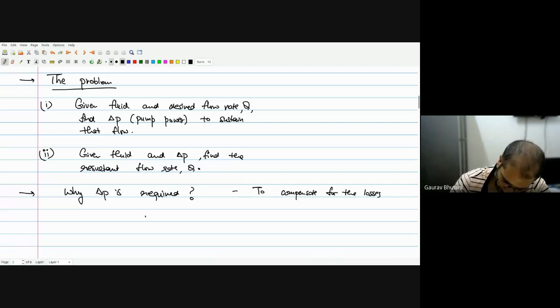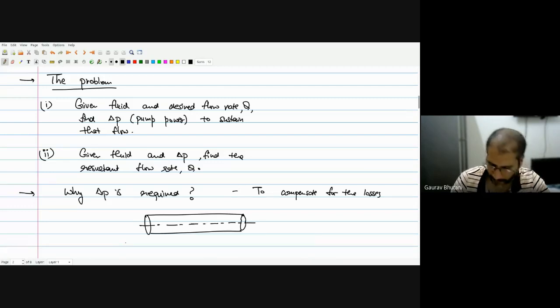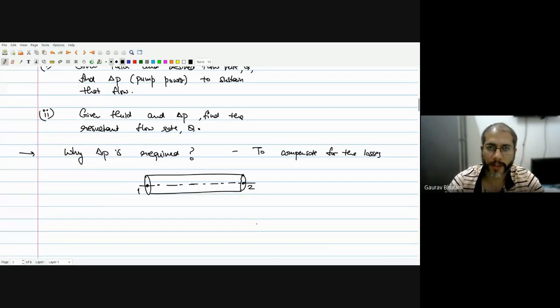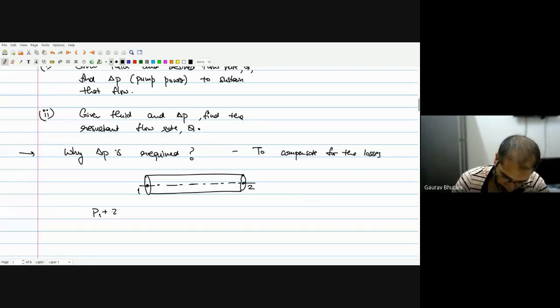So let's apply Bernoulli's equation, the energy balance equation, for a pipe. So we have a pipe. Let's say we take two cross sections 1 and 2, and we apply Bernoulli's equation across 1 and 2. So let's assume that Bernoulli's equation is applicable. It's along a streamline, the flow is steady, and so on.